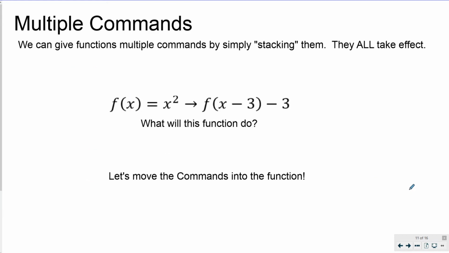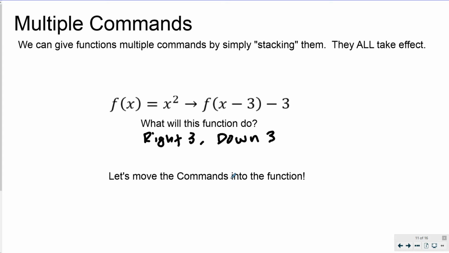So continuing, we can give multiple functions multiple commands by simply stacking them. They all take effect. So if I look at this one, I have f of x equals x to the second mapping to f of x minus 3 and then take away another 3 on the outside. What will this function do? Well, the negative 3 on the inside is going to cause it to shift right 3. And the negative 3 on the outside is going to cause it to go down 3.